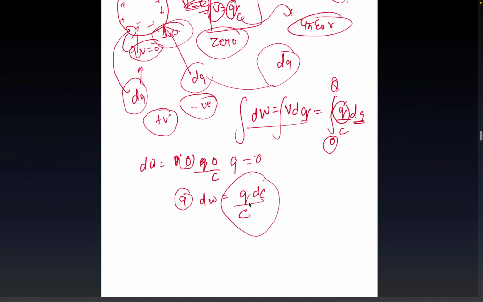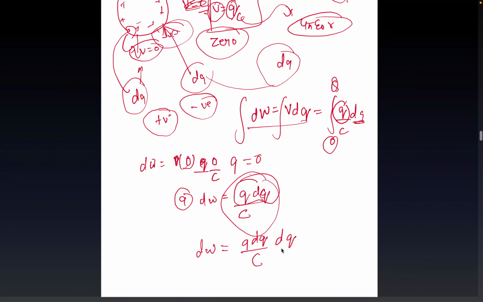Let's say this is the new condition. After this, I bring the third charge. How much work do I have to do in that case? What is the potential due to these charges? It will become Q, I'm not sure how much. These many charges will be there, right? dq divided by c is the potential.